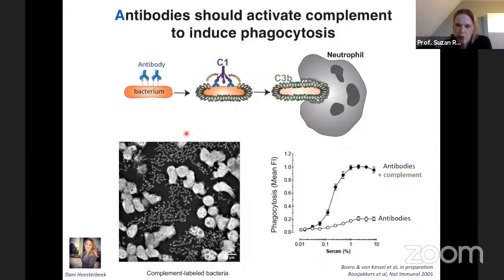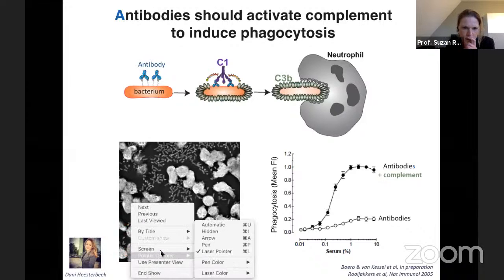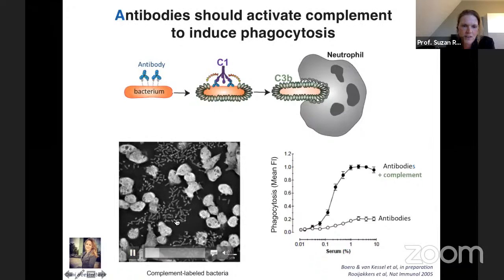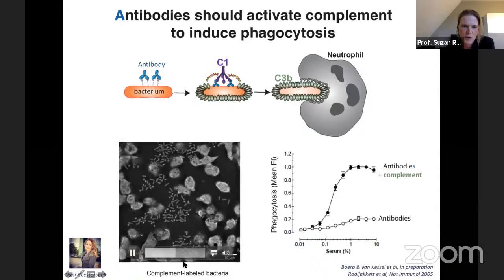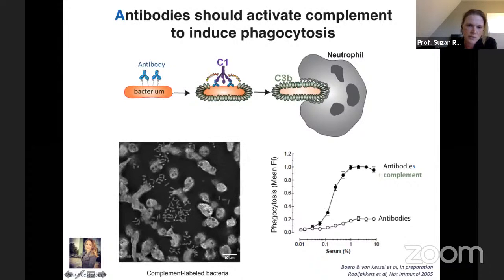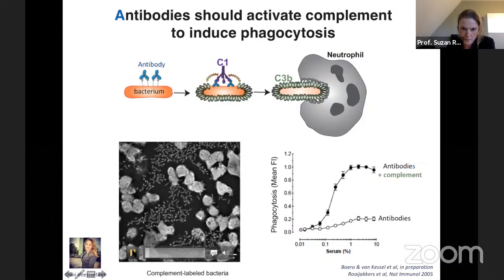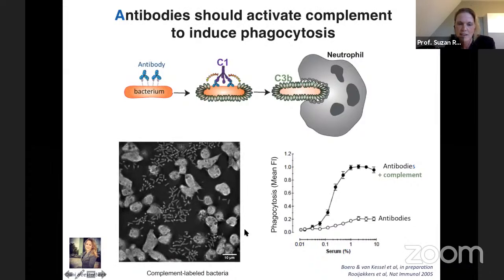We can measure this nicely in our lab. This is a movie that was generated by Dani Heesterbeek, if I can start it. No, it doesn't work. Maybe like this, yeah, okay. So this is a glass slide that's coated with complement-opsonized bacteria, and you see that these neutrophils start eating these bacteria. Here you see it again.